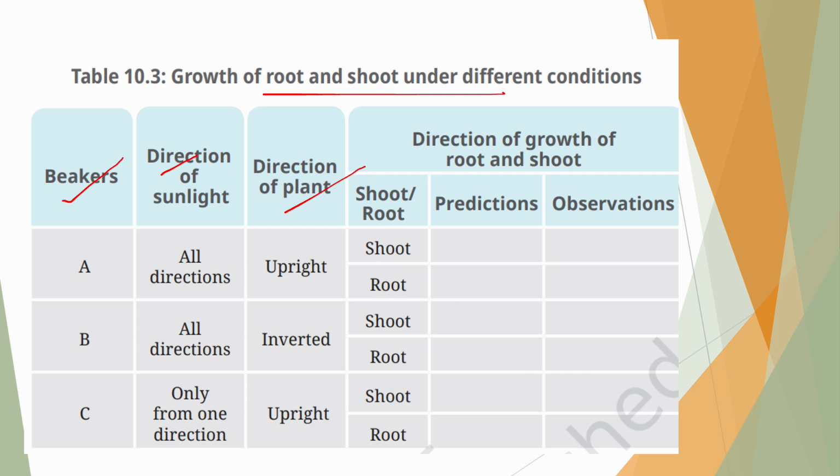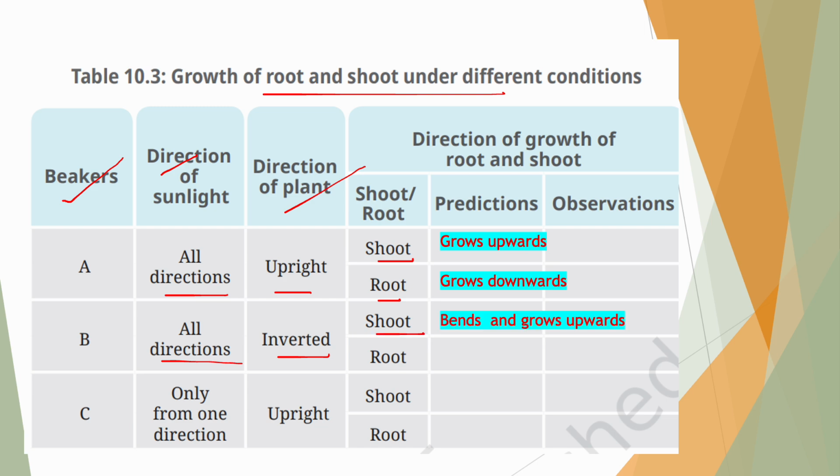Beaker A, direction of sunlight: the plant will receive sunlight from all directions. Then what about the direction of plant? The plant is kept upright. Then direction of growth of shoot: grows upwards. Then what about root? It grows downwards. Then in beaker B, direction of sunlight: all directions. Then what about direction of plant? The plant is kept inverted. Then what about direction of growth of shoot? It bends and grows upwards. Then what about root? It bends and grows downwards.